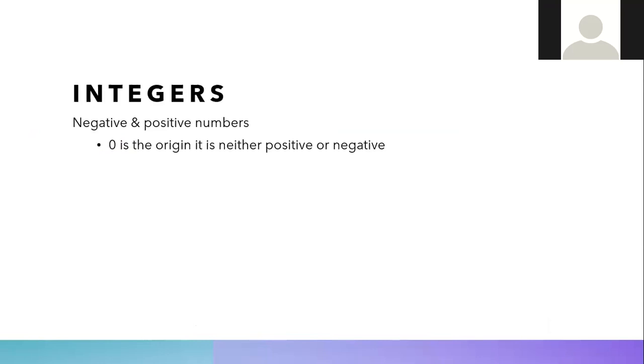And then we go on to integers. Integers are our negative and positive numbers, and in these situations, 0 is the origin. It is neither positive nor negative, and it's really important to remember that. We often refer to the origin on a graph as the point where the 2 zeros meet, the intercept, and 0 is the origin. So it's neither positive nor negative.